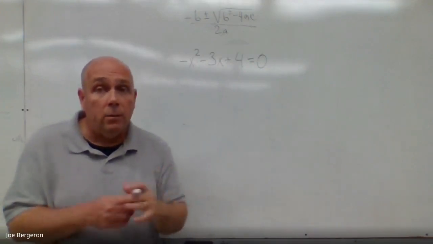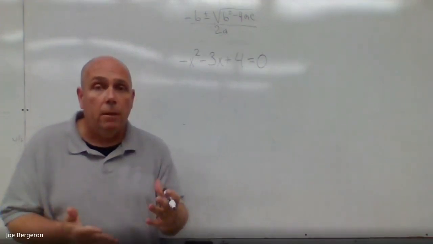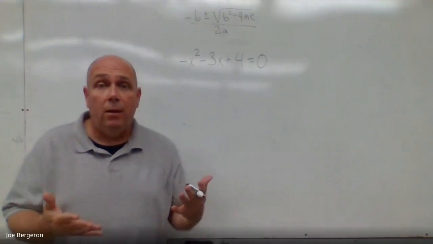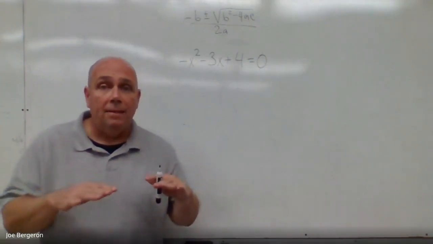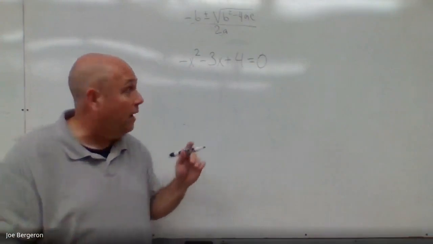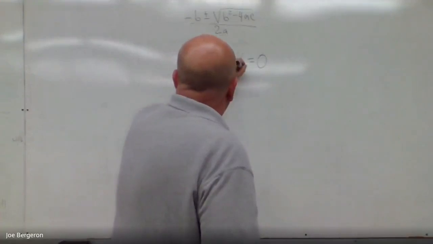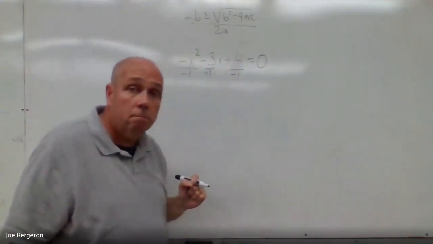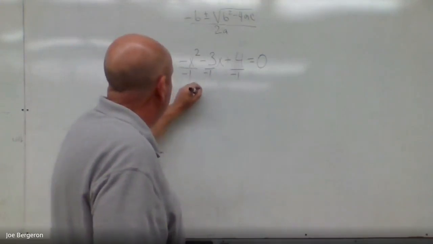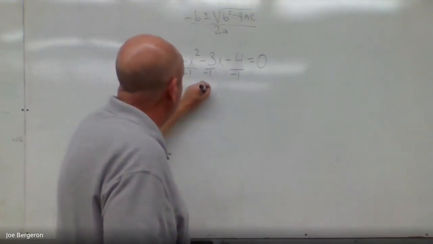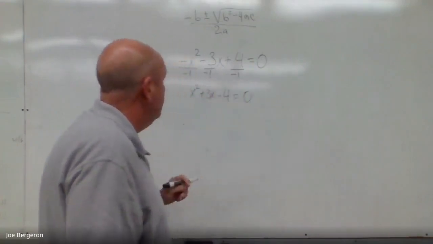What we don't want is we don't want a to be a negative number. We want it to be a positive number. So there are two different ways that we can go about this in terms of making it into a positive number. Well, the first thing is we could divide everything by negative 1. And that would give us x squared plus 3x minus 4 equals 0.